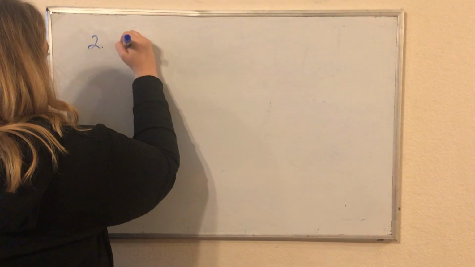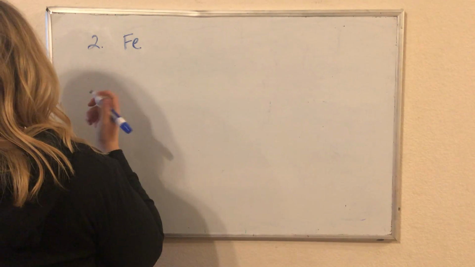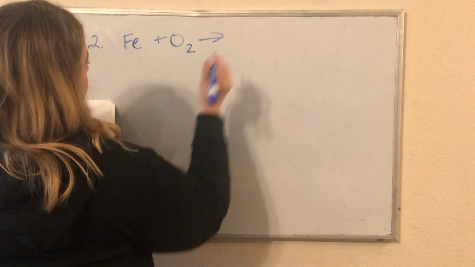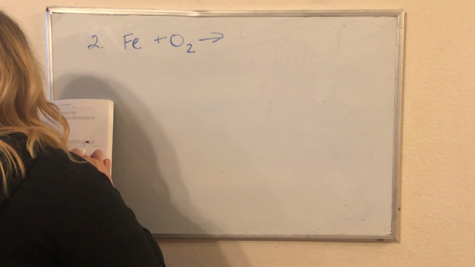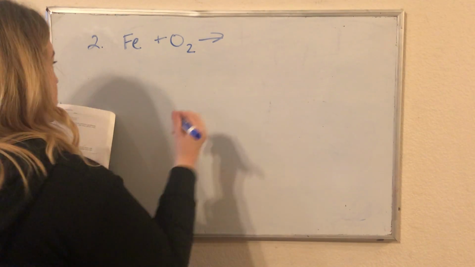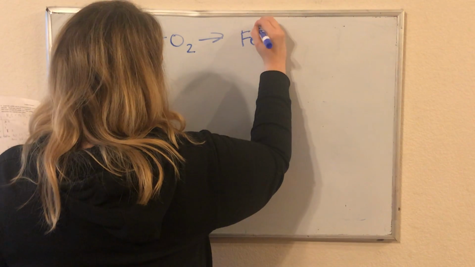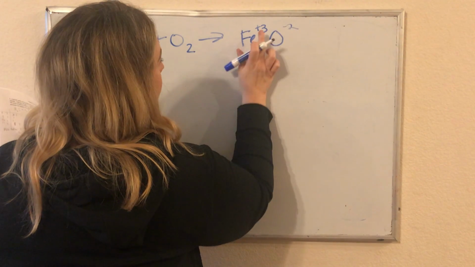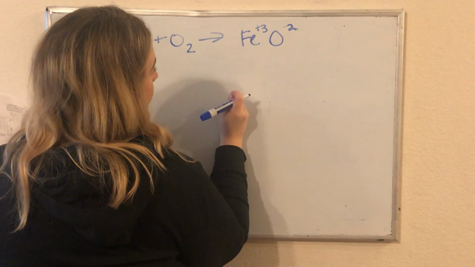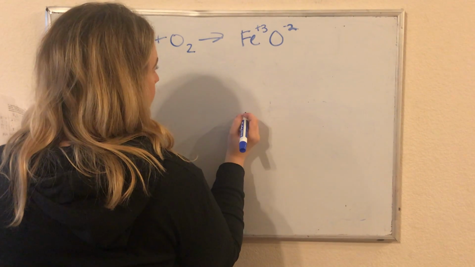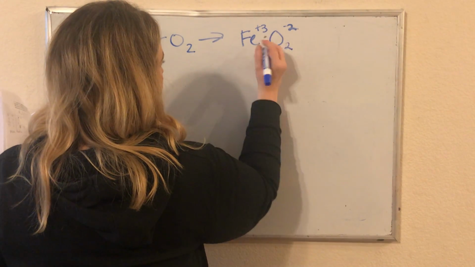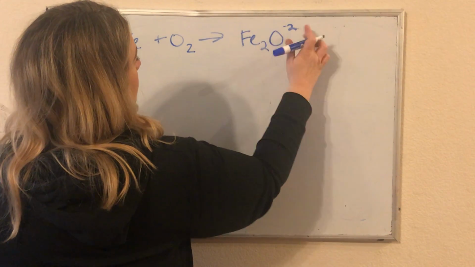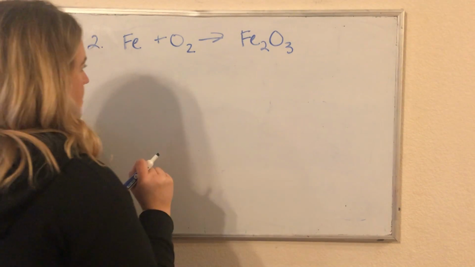So we've got iron, okay, and it's exposed to oxygen gas. Oxygen gas is that diatomic gas. And it forms rust, which is called iron 3 oxide. So if iron 3 has a charge of positive 3, oxygen has a charge of negative 2. So the molecular formula for this is Fe2O3. That's iron 3 oxide, okay?